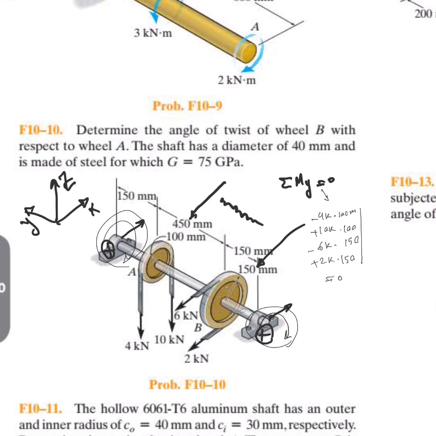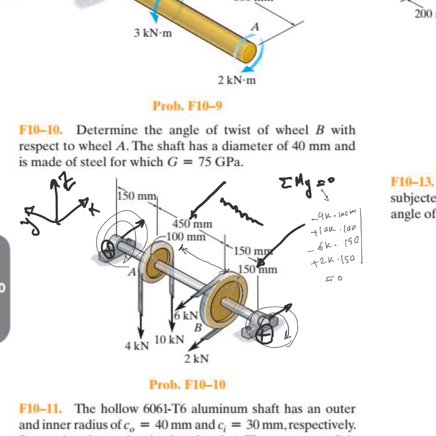Negative 4k times, plus 10 times. Yeah, it adds up to 0. So all I need to find is the moment distribution starting from here and ending here in this section, right?